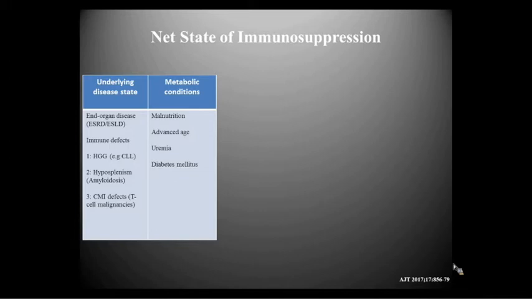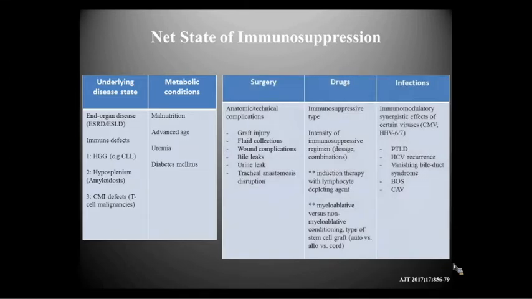And then, of course, as patients get sicker, other comorbidities, there are metabolic conditions, as we all know, that also add to your immune suppression and your risk of infection. Thinking more along the lines of extrinsic factors and more specific to the transplant host: the solid organ transplant host, it's a big surgery, of course. There's a lot of anatomic disruption. There are many things that can go wrong at that level. You can have graft injury, fluid collections, wound complications, bile leaks, etc., urine leaks in your kidney transplant recipient. In your lung transplant recipients, you can have tracheal anastomosis disruption, etc. So there are things that are a direct result of the transplant surgery itself.